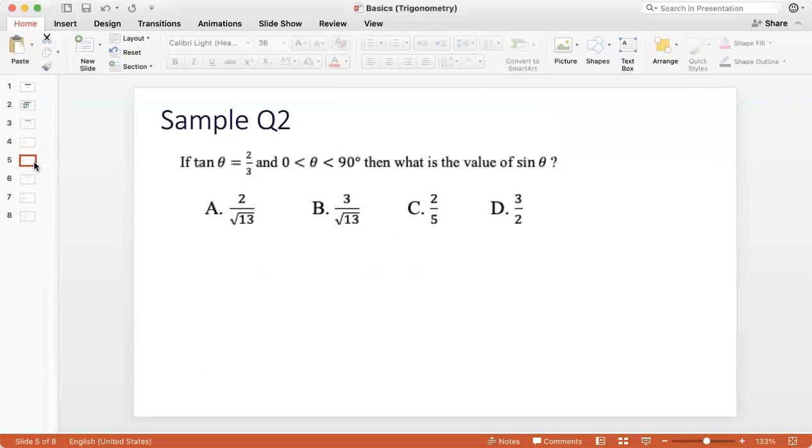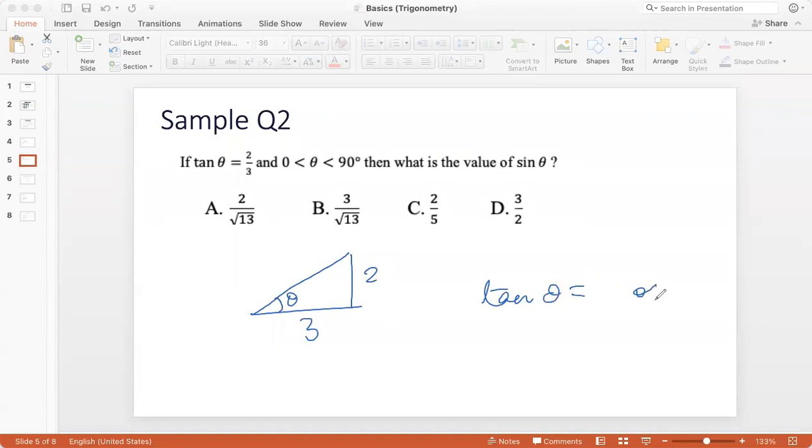Okay. Now let's do another sample question. If tan theta is 2/3 and theta is between 0 and 90, what is the value of sine theta? So let me draw this triangle. Let's say this is theta. So if tan theta is 2/3, then I can say that this side is 2 and this side is 3, right? Because tan theta is opposite over adjacent. So opposite is this side and adjacent is the side next to it. So 2/3.